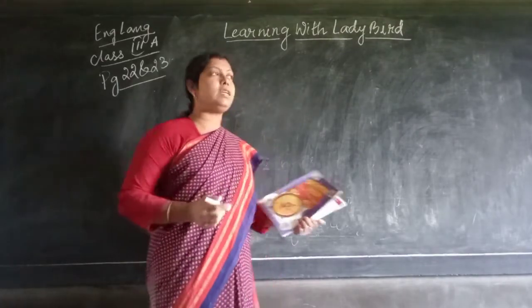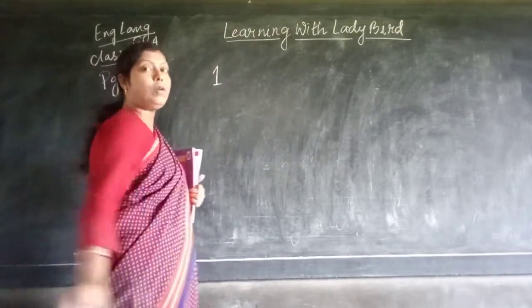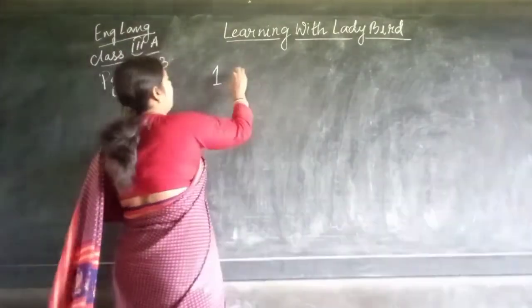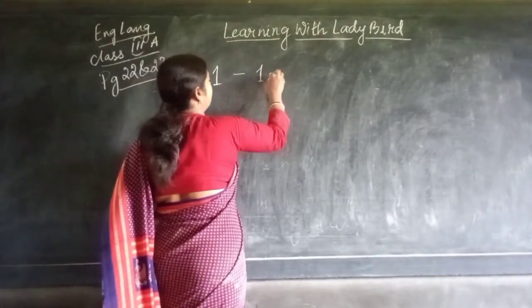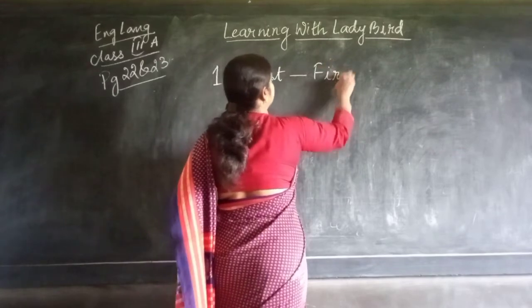Like if I write down here 1, we can write ordinal numbers in two ways. For 1 we can write first, and the spelling will be first. Two ways.